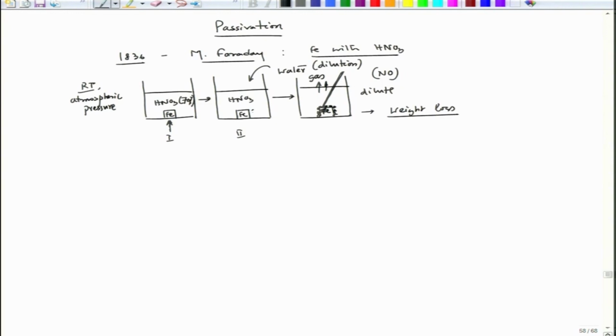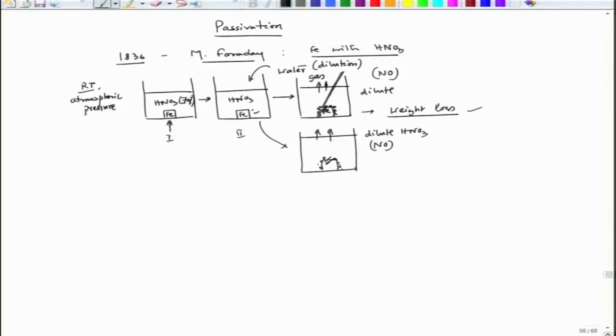Now, if you take this particular metal from stage 2 and put it in the dilute acid HNO3 with a scratch on it, then also you will see that gases are coming out and bubbles are forming, and when the gas is analyzed, you will see that this gas is NO, and you will see a lot of weight loss. So, this is the experiment that Faraday performed.